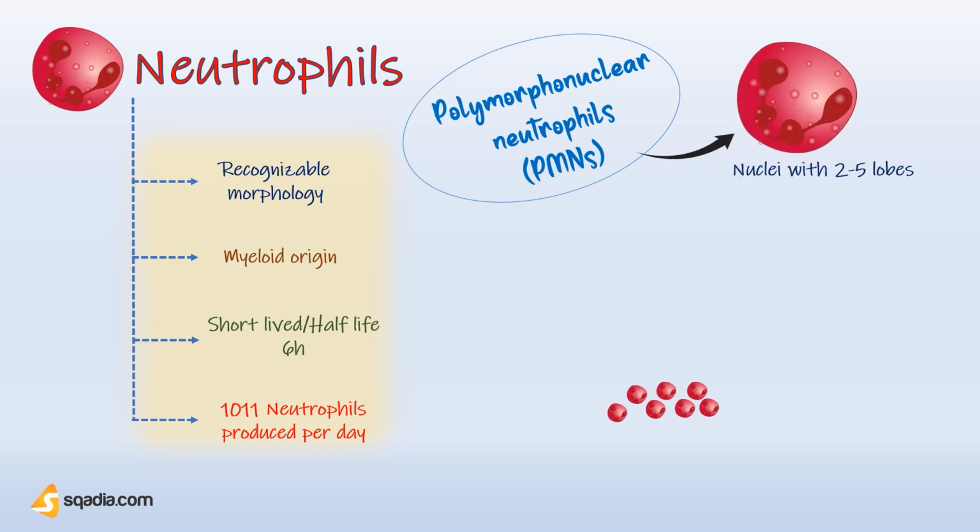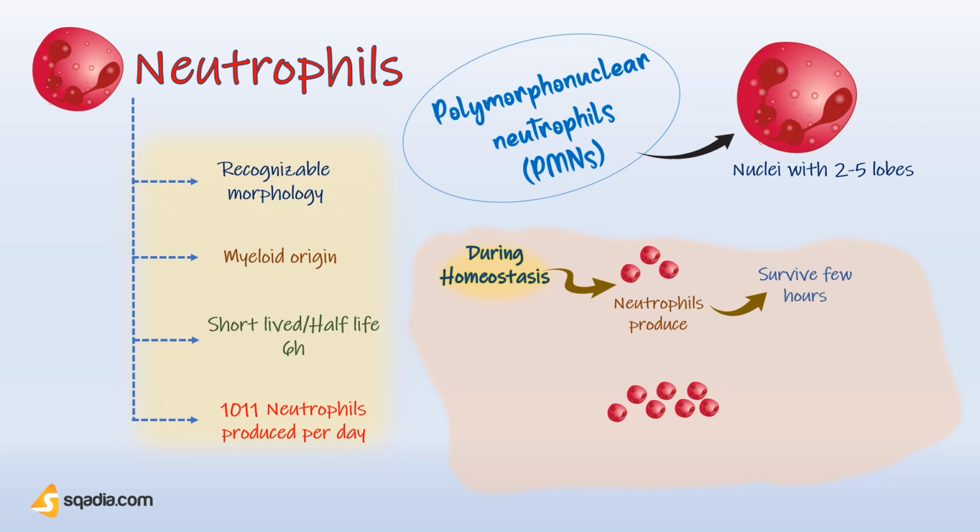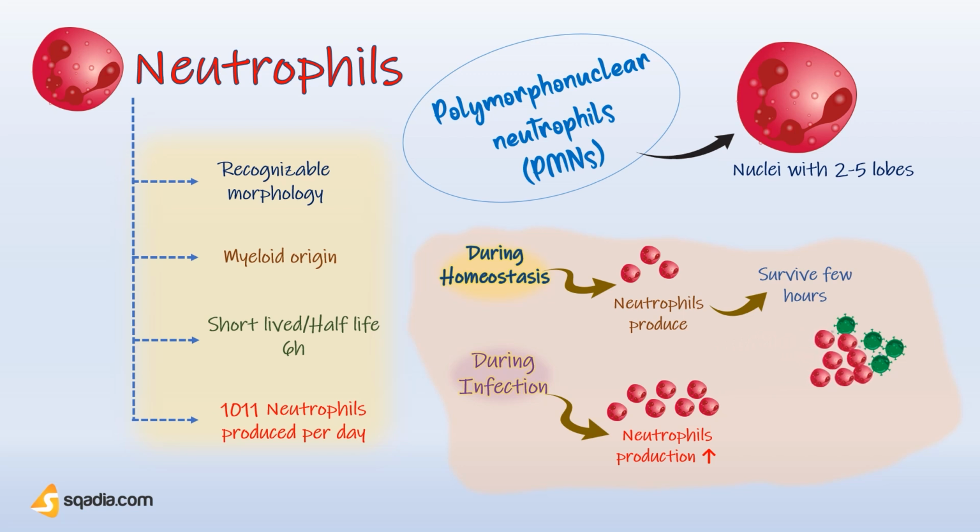During homeostasis, neutrophils are produced each day, but do not survive more than a few hours. During infection, production of neutrophils is increased. Then they migrate rapidly to sites of infection, where they kill pathogens. But even after killing, they do not survive, and become a part of pus at the site of infection.